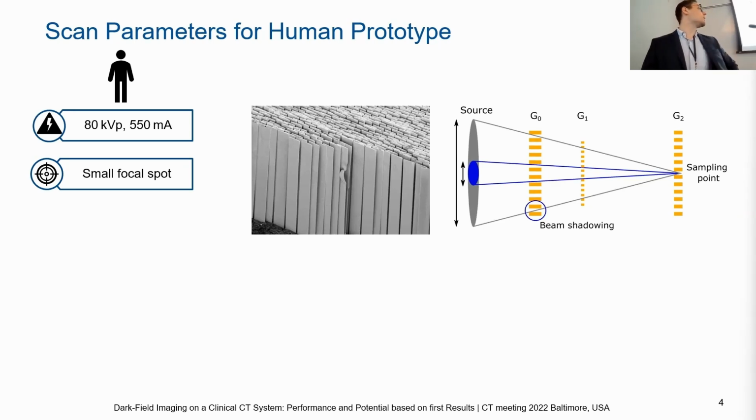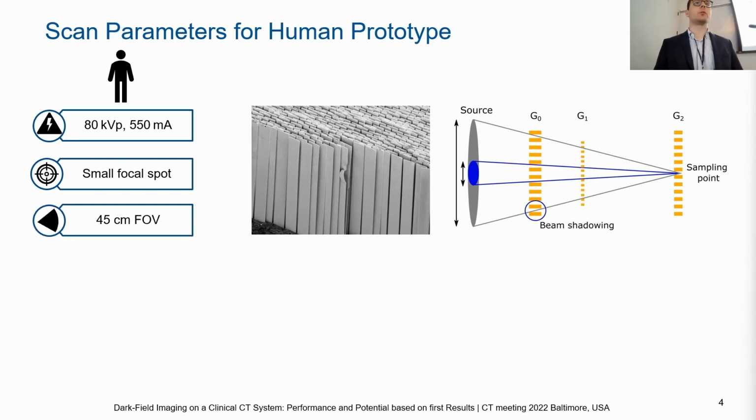And this is because of the effect of beam shadowing, which you can see on the right side. As you can see, this large focal spot has some rays that hit our grating lamellas at a slight angle. So they don't penetrate the grating as designed anymore. And this decreases our interferometer performance. So to mitigate this, we need a small focal spot.